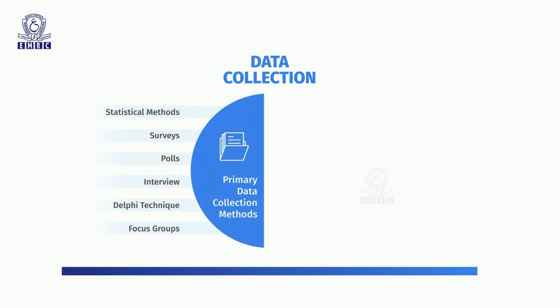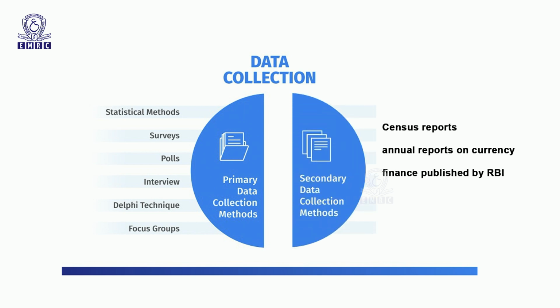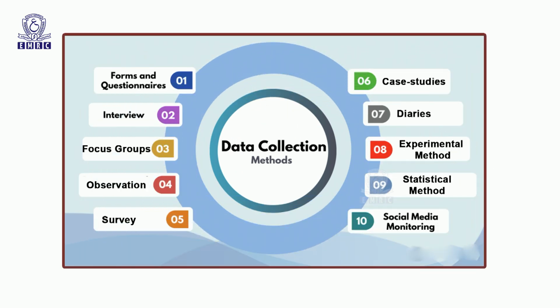The sources of data may be classified into primary sources, which are the original sources from which the researcher directly collects data that have not been previously collected. There are also secondary sources. These sources consist of already compiled data, compiled for some other purpose, for example, census reports, annual reports on currency and finance published by RBI. The techniques of data collection include questionnaires, interviews, focus group interviews, observation, survey, case studies, diaries, experimental method, statistical method, etc.